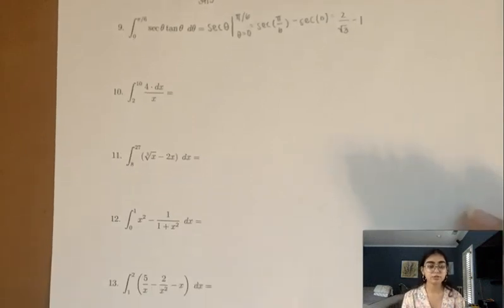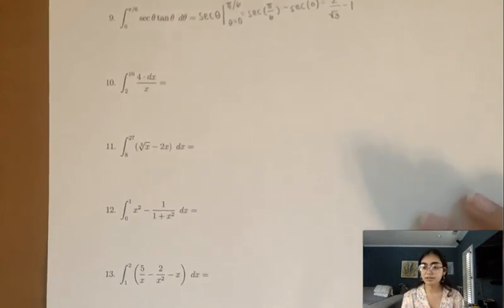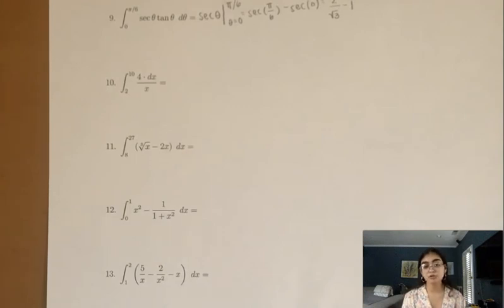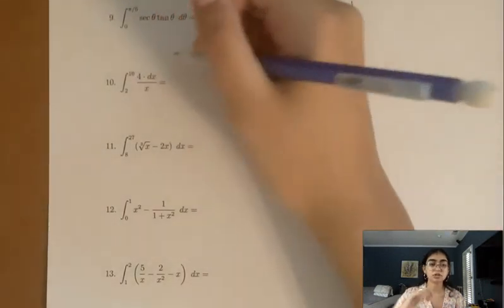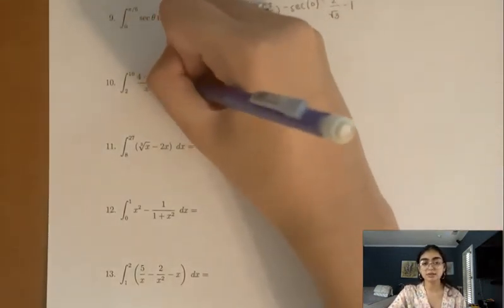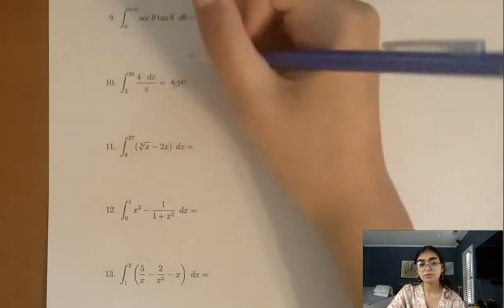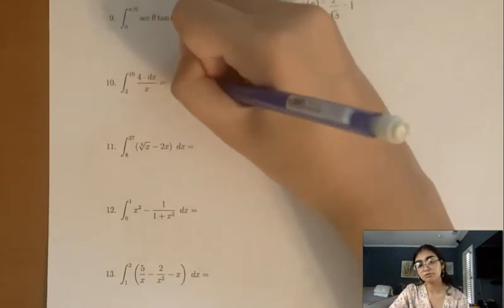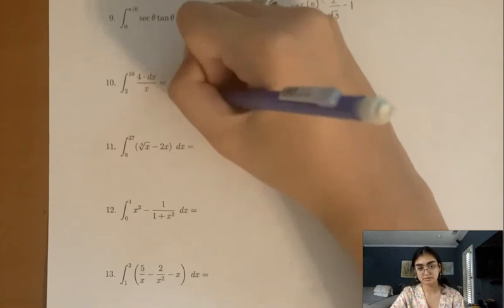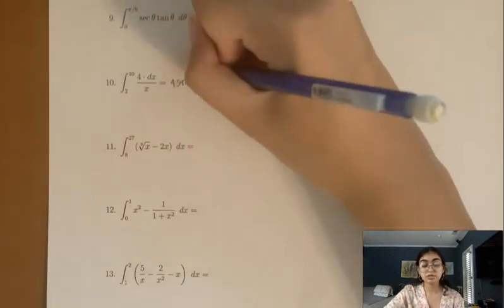Moving on to number 10. Now this looks like it might be a power rule, right? If we rearrange the function in this case. But it's actually going to be an ln situation. Since the exponent of x is a negative 1, the antiderivative of 4 over x is actually going to be 4 ln of x. So be careful of that.